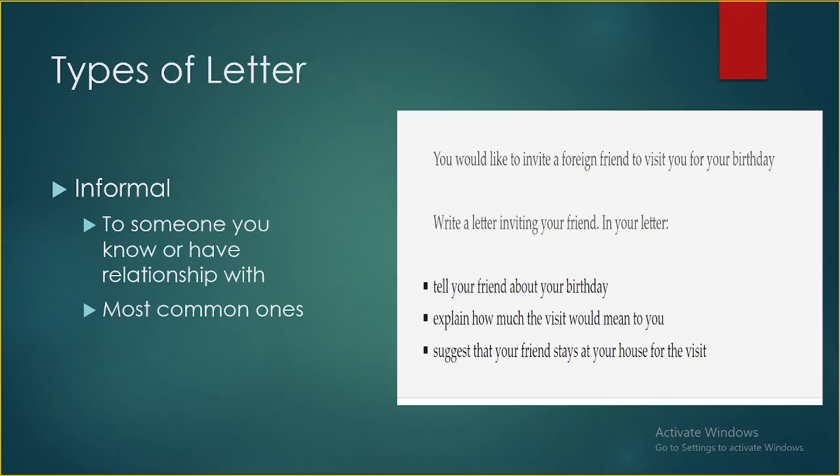In your letter you should tell your friend about your birthday, explain how much the visit would mean to you, and suggest that your friend stays at your house for the visit. Okay, so the 3 bullets become the 3 paragraphs known as letter details. The foreign friend becomes the addressee.